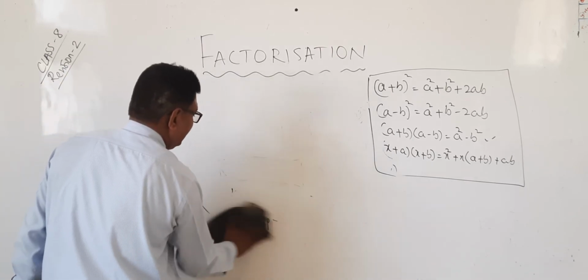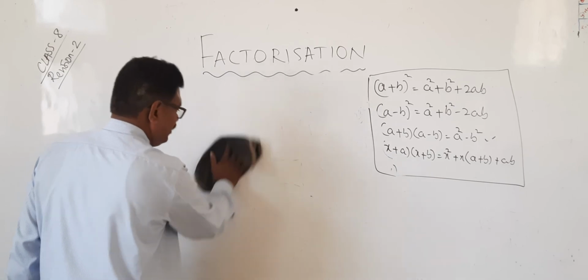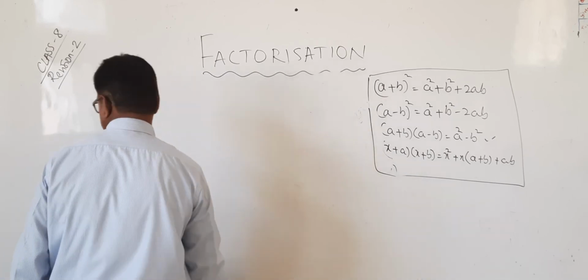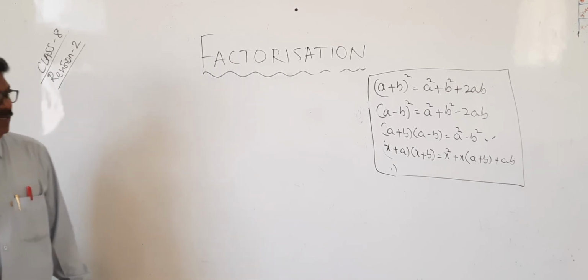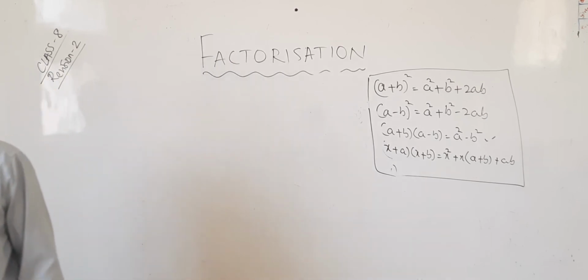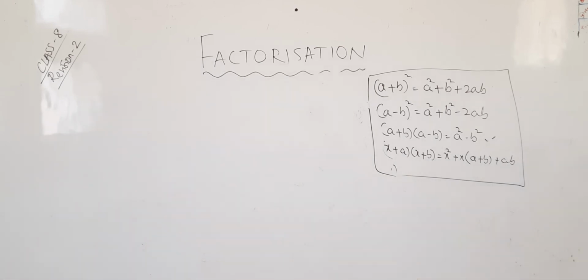So now what are the identities I told? A plus b whole square equals a square plus b square plus 2ab. A minus b whole square equals a square minus 2ab plus b square. A plus b into a minus b is equal to a square minus b square. X plus a into x plus b equals x square plus x into a plus b plus ab.